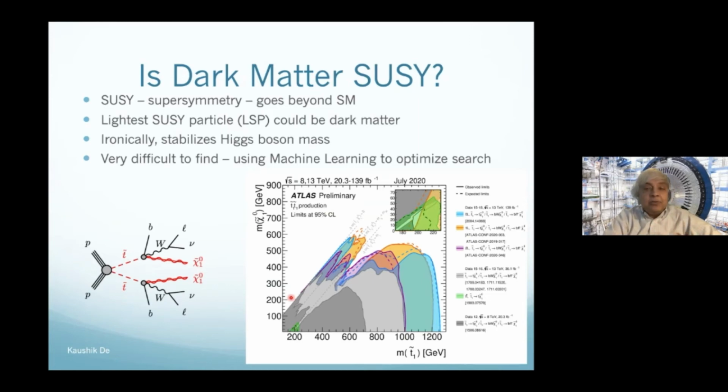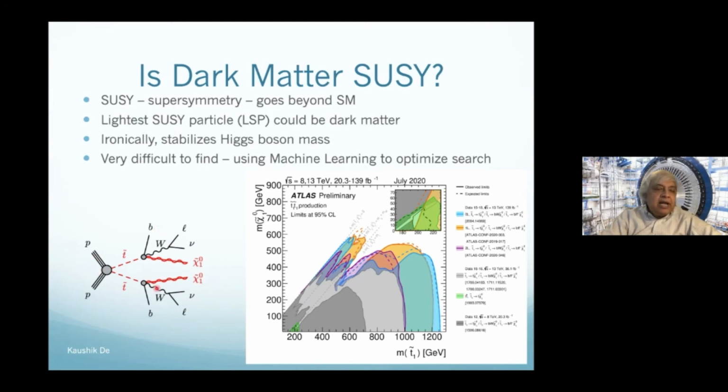But we have not found supersymmetry yet, so we don't yet know whether or not that's the solution to dark matter or to what's called the hierarchy problem. Supersymmetry has become very, very difficult to find. We are nowadays using the latest techniques in data science, like machine learning, in order to optimize our search. Bottom left-hand corner, I really can't go through it, but maybe I can do it quickly.